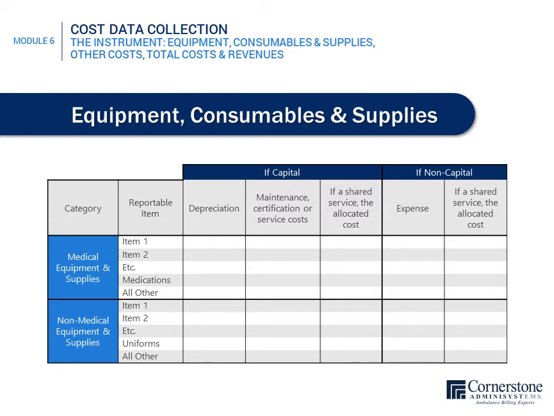So let's say that we have an item in the capital expenditure bucket, and it's a piece of medical equipment. CMS wants to know the depreciation on that. They want to know the maintenance, certification, and service costs. And if you're a shared service, again, like a fire department-based service, CMS wants to know the cost allocation of that. Likewise, if it's a non-capital expenditure, CMS wants to know the expense. And again, if you're a shared service, they want to see the cost allocation with that.